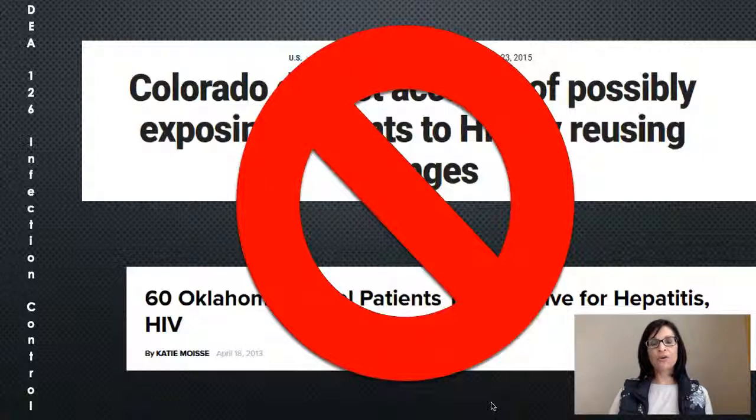So I hope that you're excited to get in and get a sense for what dental assisting is all about. And one of the most important things that you will be asked to do in your office is ensuring that you are being safe and also that you are keeping your patients safe as well.